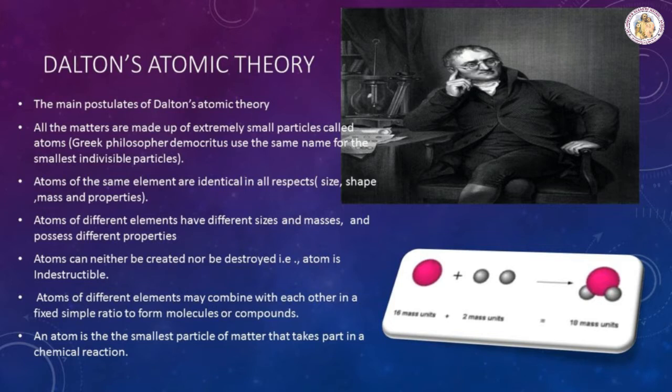Atoms of the same element are identical in all aspects like size, shape, mass, and properties. Atoms of different elements have different sizes and masses and possess different properties. Atoms can neither be created nor destroyed. That is, the atom is indestructible. Atoms of different elements may combine with each other in a fixed simple ratio to form molecules. An atom is the smallest particle of matter that takes part in a chemical reaction.